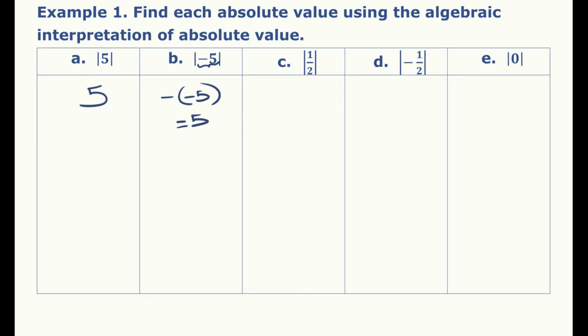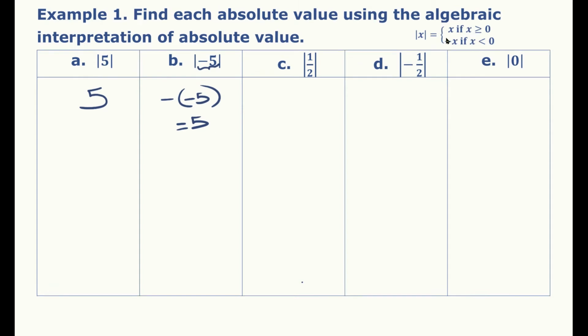How about the absolute value of 1/2? Well, where does 1/2 reside? Let me bring you that definition real quickly. So here we have the definition. Notice the absolute value of a real number x is itself if x is non-negative. Of course, 1/2 is non-negative, so its absolute value is going to be itself. So it's going to be 1/2.